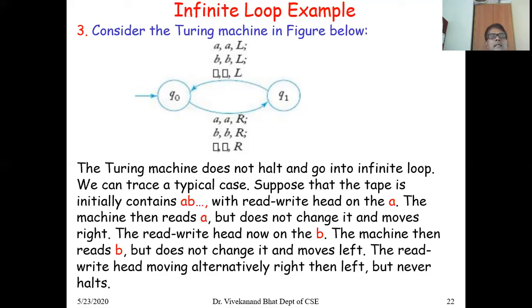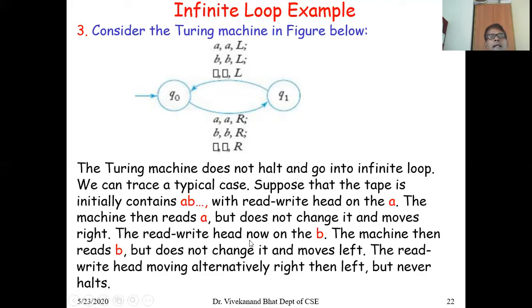How to trace the typical case? Suppose we have a tape containing initially the symbols A B, with the read-write head pointing to A. The machine reads A but does not change it and moves right. It will read A, replace A by A, and move right.